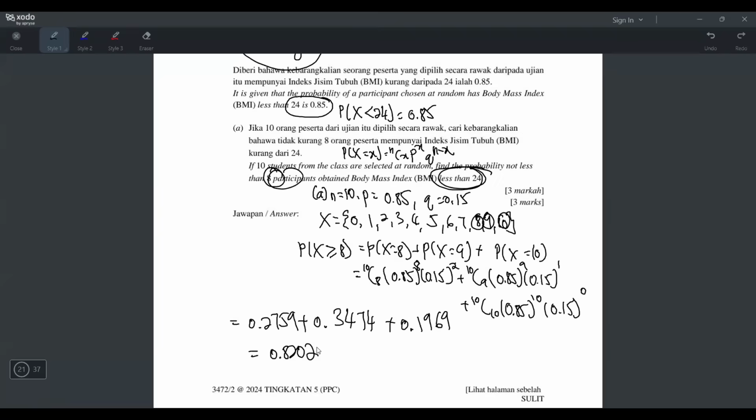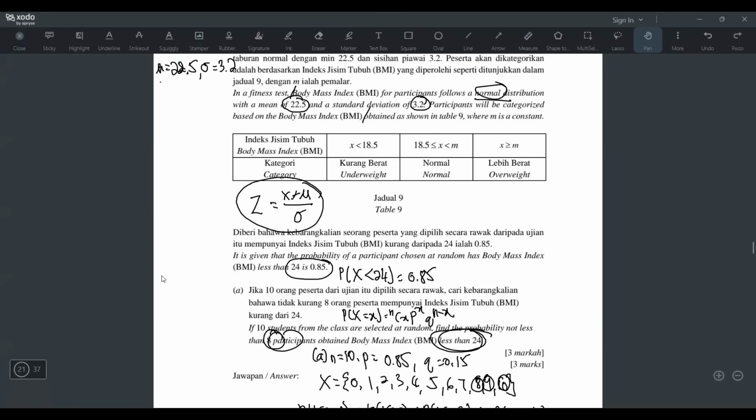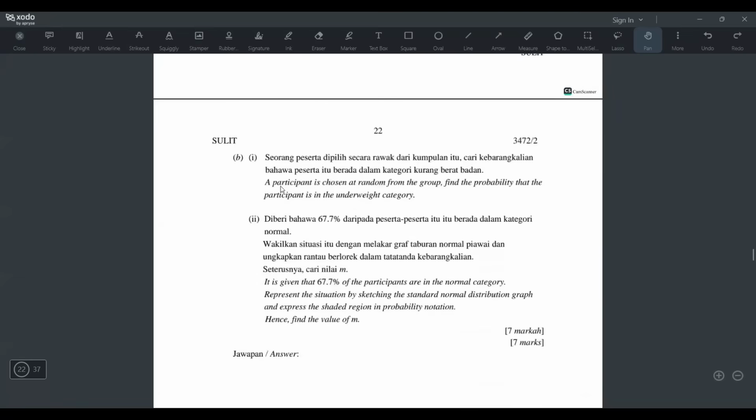Okay, so they want us to find the probability. So this is the probability answer. Okay, done already. Hey, but they gave us the mean and standard deviation, right? And we didn't end up using it. But it's okay. Maybe the next question we use it, right? Okay, so let's see. B1.